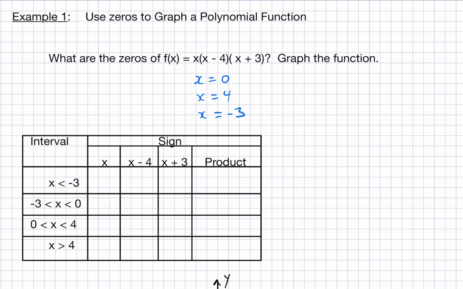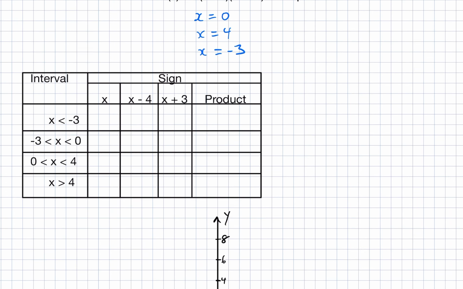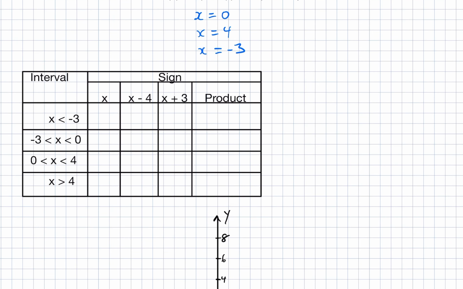Here we have a chart indicating the intervals: x is less than negative 3, x is between negative 3 and 0, x is between 0 and 4, and x is greater than 4. How did we get those values? Well, that came from these x values that we solved: x equals 0, 4, and negative 3.